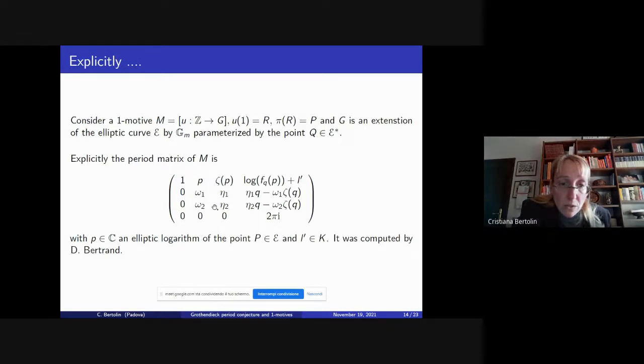So you have in the middle the periods of the abelian variety. Then we have 2πi, the period of the torus. Then η₁(q) − ω₁ζ(q) and η₂(q) − ω₂ζ(q) are the periods due to the extension. And in the first line, we have the generalized logarithm of the point R, which involves the logarithm of P, ζ(P), and the logarithm of this Serve function evaluated in P. So the first line is the contribution to the period matrix of the point R.